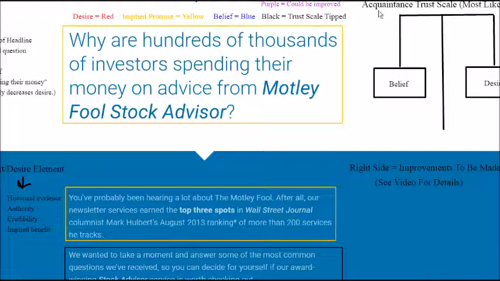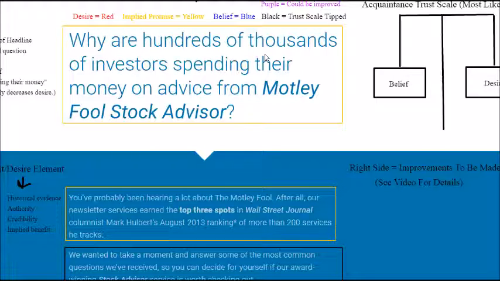We're starting off with an acquaintance trust scale, probably. I'm not too sure because I don't work for Motley Fool. And it might be a friend, which means that belief would be down and desire would be up. That doesn't mean they have less belief, and it doesn't mean you can't stack up belief. It just means you're free to use more of a direct promise in your headline without tipping this over at the beginning. I just wanted to make that clear.